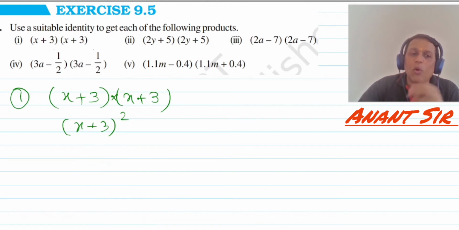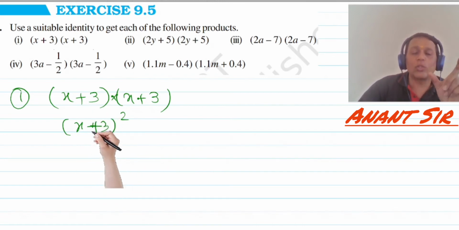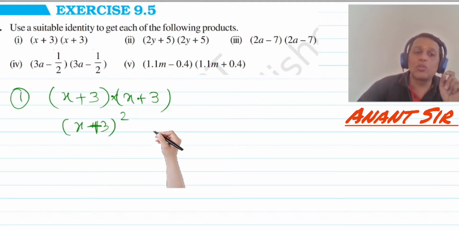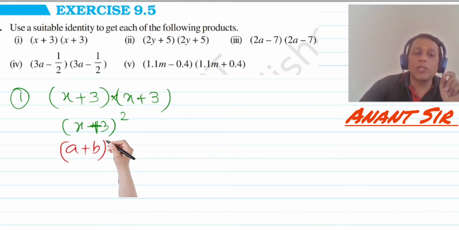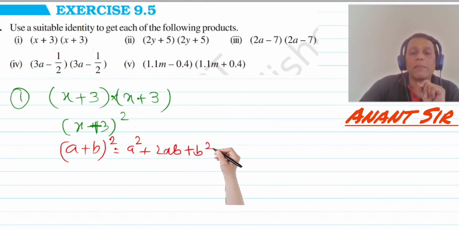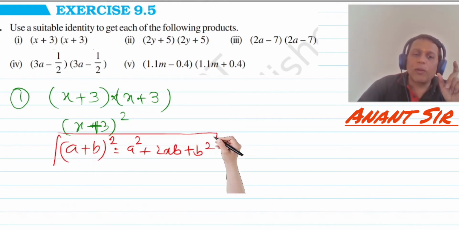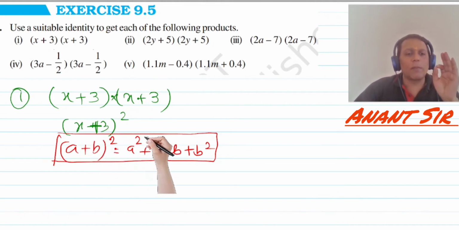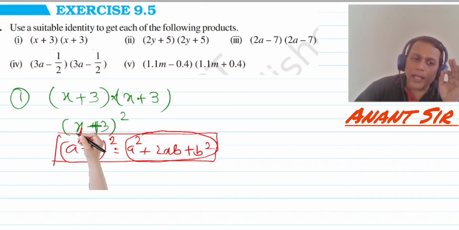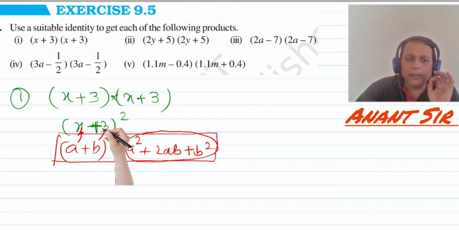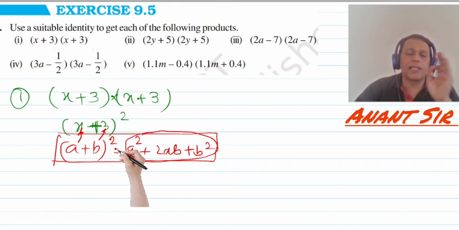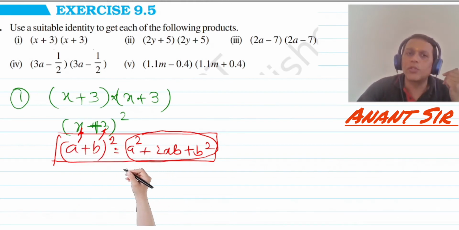So you have to always remember that if there are two terms in a bracket with positive or negative sign in between them, then you have to use the formula. If there is a positive sign, you have to use the formula a plus b whole square, that is a square plus 2ab plus b square. How to use it? Just put x in place of a and 3 in place of b, that's it. Just put the values of a and b as x and 3 and then you will get the answer in 2 steps. Okay, very easy.